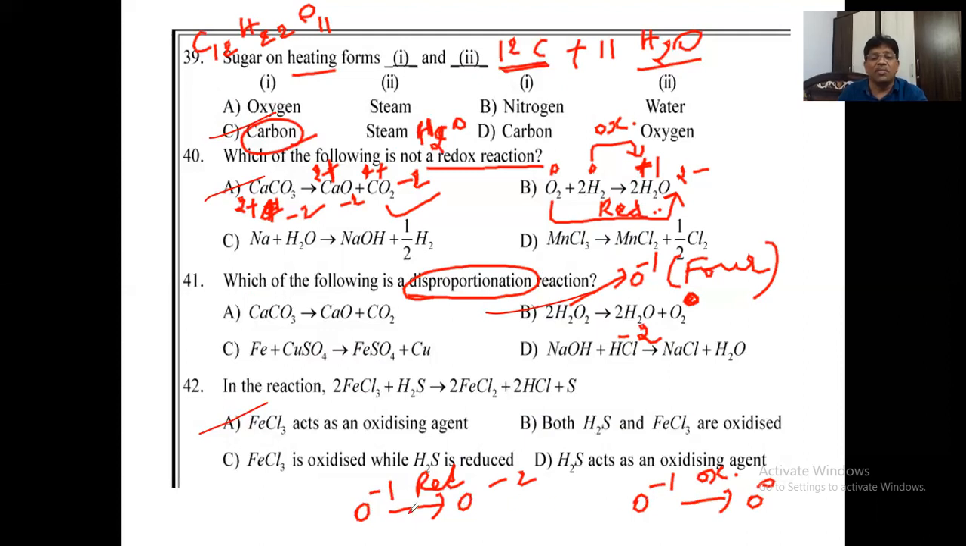The same element is undergoing what? Atoms of the same element are undergoing reduction as well as oxidation. That's why a special name is given to this reaction: disproportionation reaction, instead of simply redox reaction. Is that clear? So here in this reaction, atoms of the same element, that is oxygen, undergo oxidation as well as reduction. Therefore, this reaction is an example of disproportionation reaction.